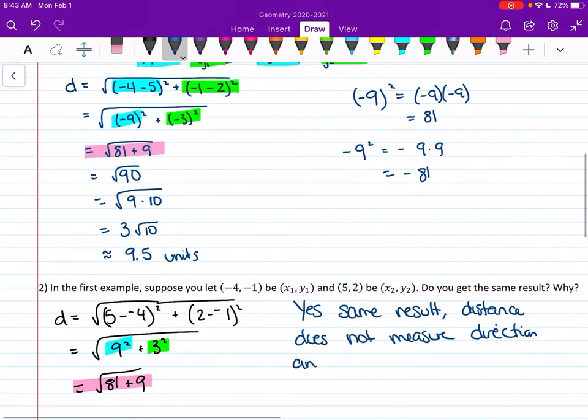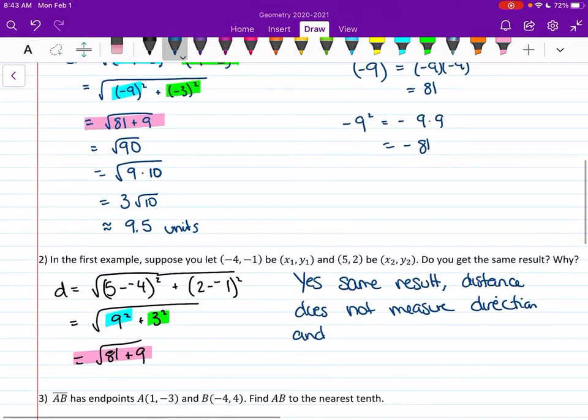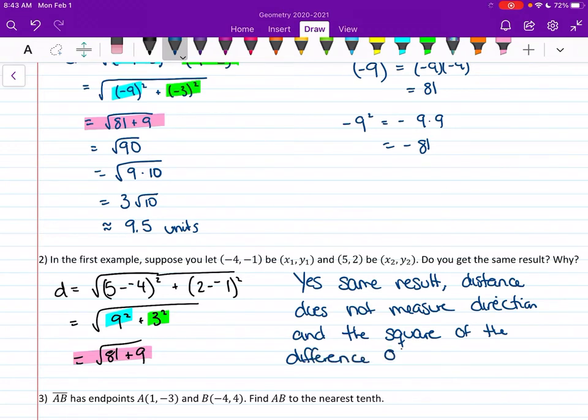Okay, and in the process of squaring the difference, that's mathematically what's happening. When I square the difference between two things, I'm going to end up with the same number. The square of the difference of two numbers is the same no matter the order of the numbers.